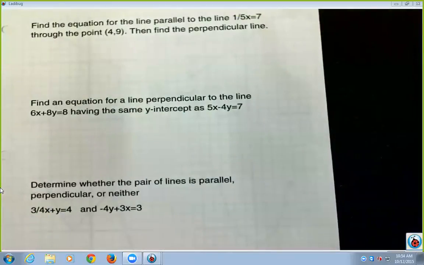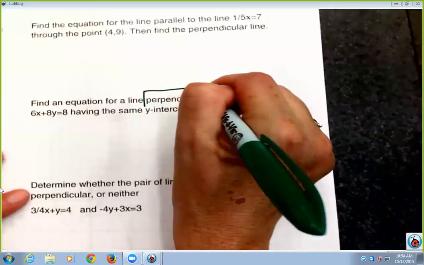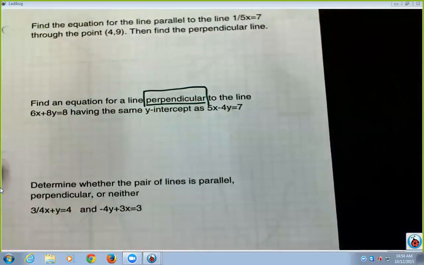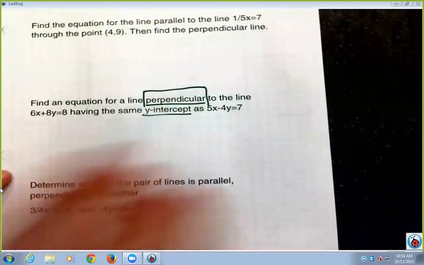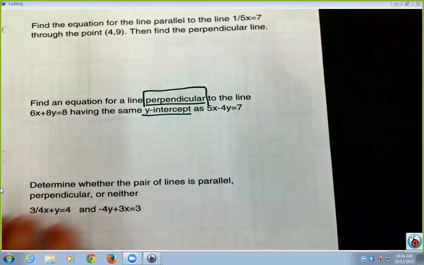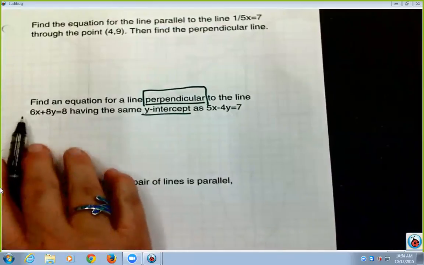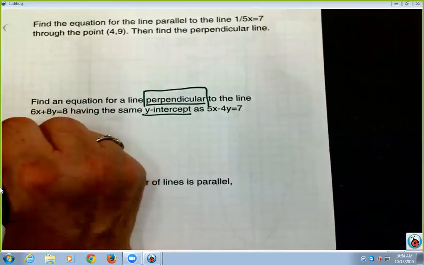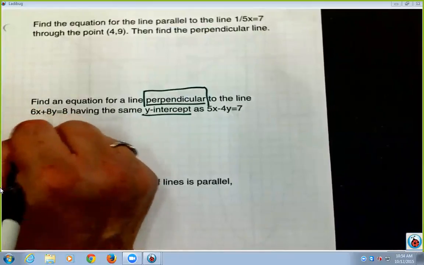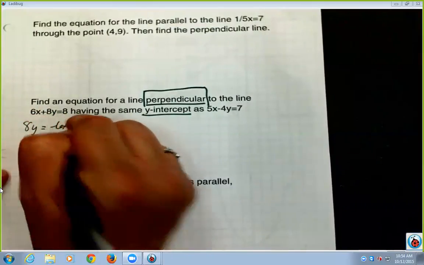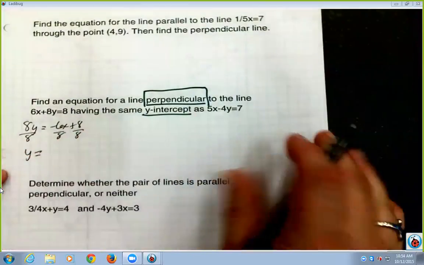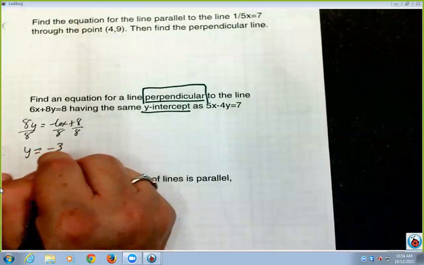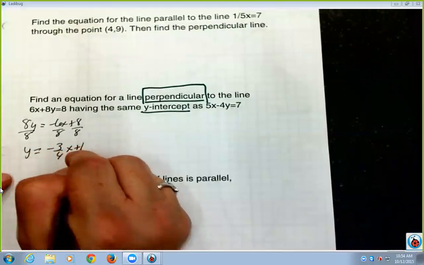So perpendicular, meaning that its slope is going to be different, the negative reciprocal of this one. And for this one, we need its y-intercept to make a new equation. So we do have to be a little bit careful with this one. So I've got to solve this. I'm going to move 6x over and get 8y equals negative 6x plus 8. Divide by 8. And I find y is equal to negative 3/4 x plus 1.